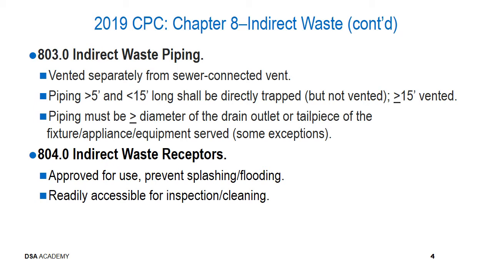Section 804 identifies indirect waste receptor requirements. Generally, these are considered fixtures. These have to be approved for the use. They must prevent splashing, and they have to prevent flooding, and they must remain readily accessible for inspection and cleaning. And this is important because, as we remember, readily accessible is defined as being accessible without having to remove anything to access the receptor itself.